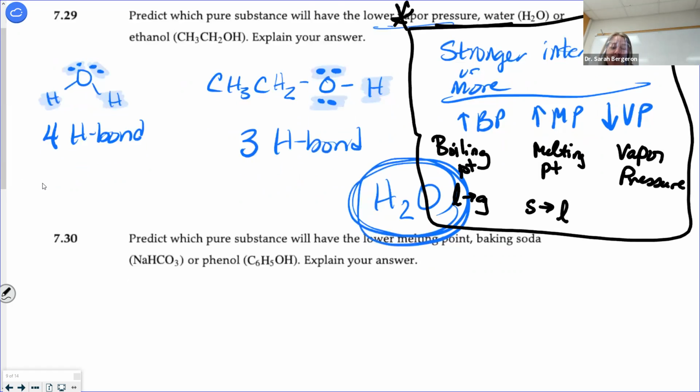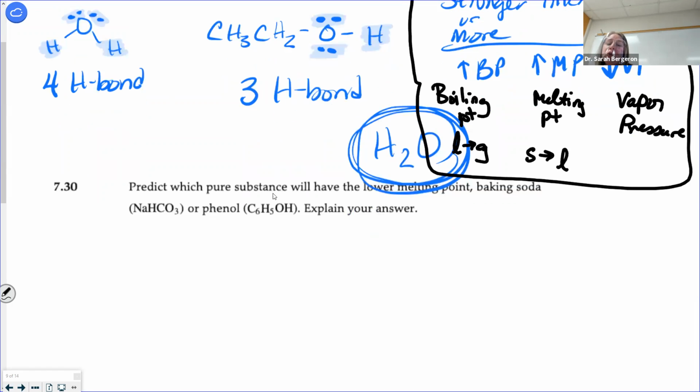Okay. All right. So predict which pure substance, this means that we're not in water. Predict which pure substance will have a lower melting point, baking soda or phenol, and explain your answer. So let's talk about this one first. What kind of a substance is this? NaHCO3. If I were to tell you to name that molecule, how would you name it?